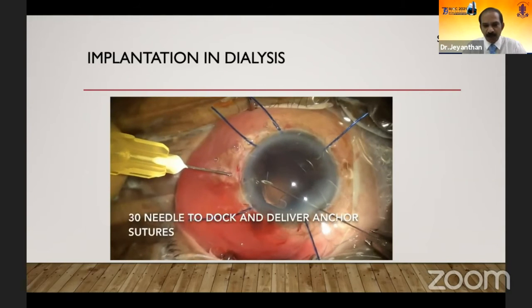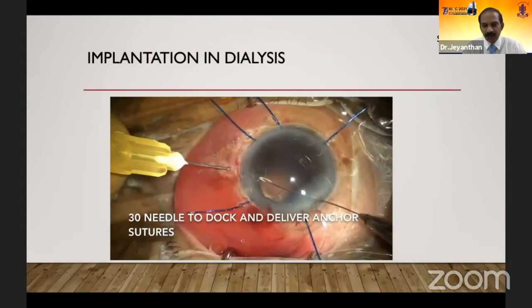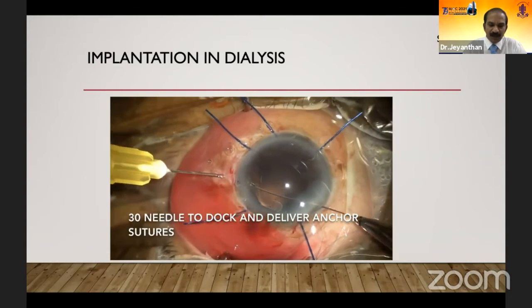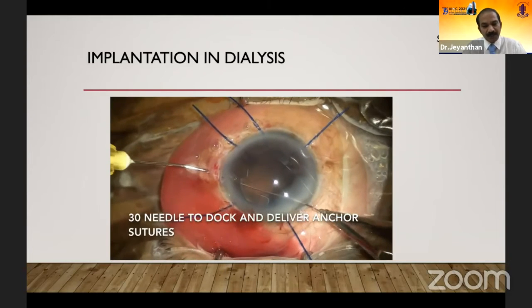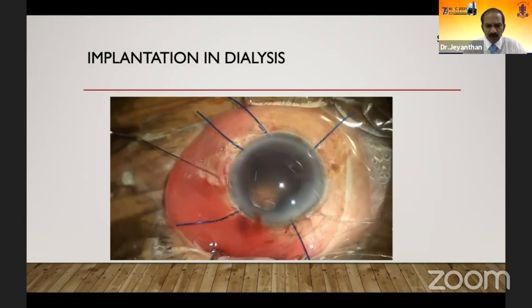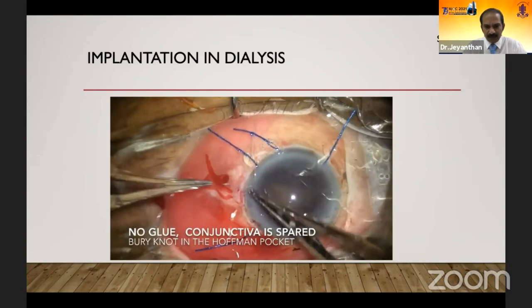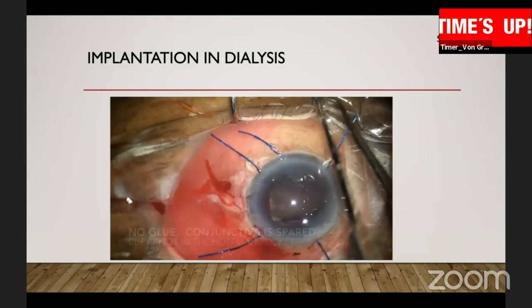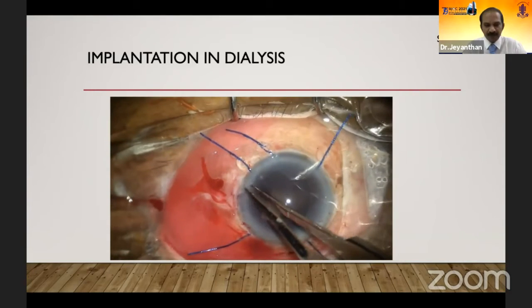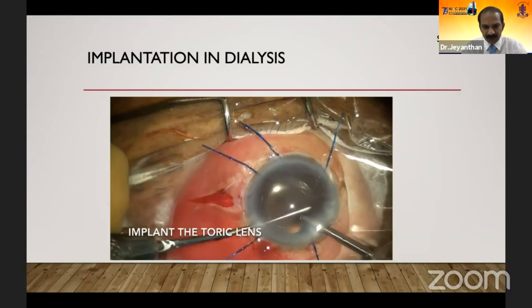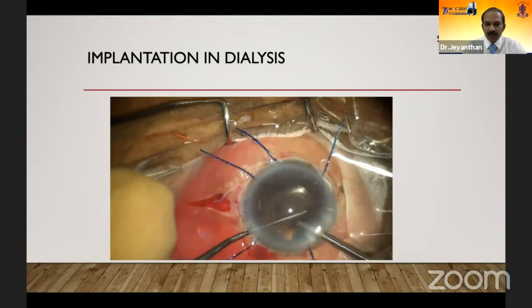So the key point to remember here is when you're docking the needle, make sure the PC is not ruptured, because with the dialysis and the open capsule, placing a toric IOL will definitely not be possible. So once the needle is docked, the IOL is buried under the Hoffman's pocket. And once it is buried, once the bag is stabilized, you can go ahead and implant the toric IOL now.